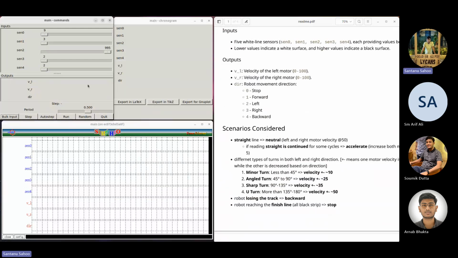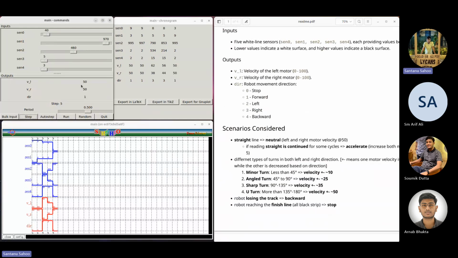Okay. So for example, in this scenario, for the first input, only sensor 2 is very high, that is, sensor 2, the middle sensor, is on black, which means it is on a straight line. In that case, direction should be 1 and both velocities should be 50. And this is the case. In the next step, again the middle value is very high, so it should go straight again. And now we should go right because sensor 3 and sensor 2 values are high. So it will go right. And again we are on straight, so it should go straight, direction should be 1, velocity 50-50.